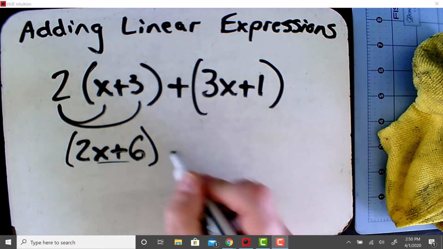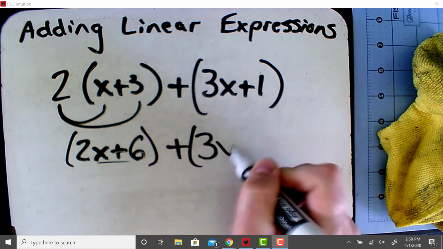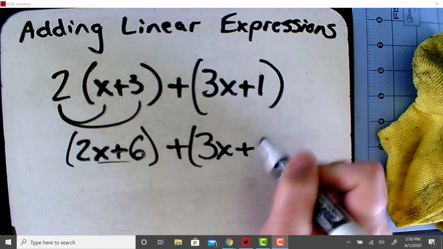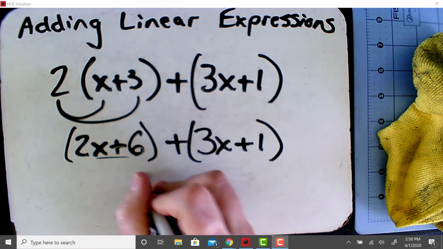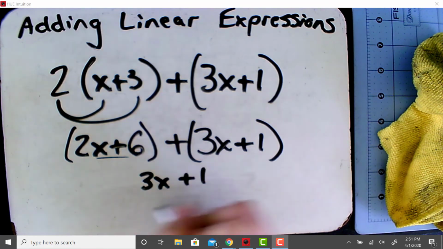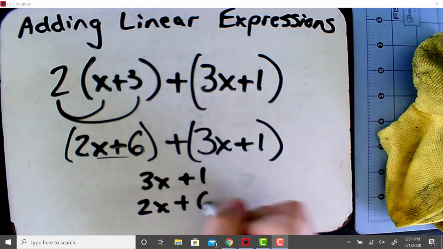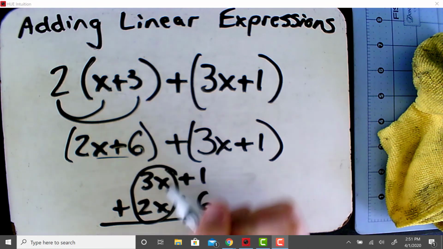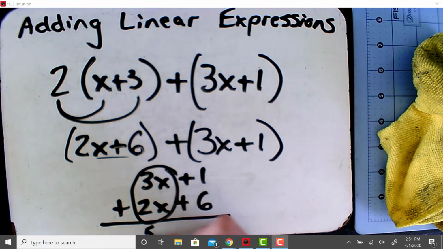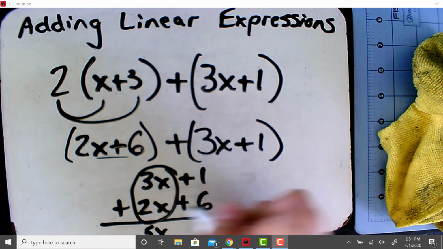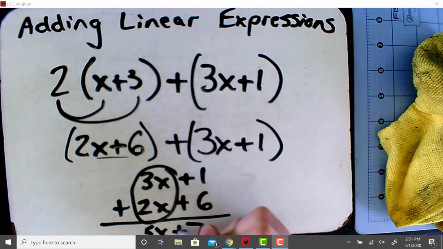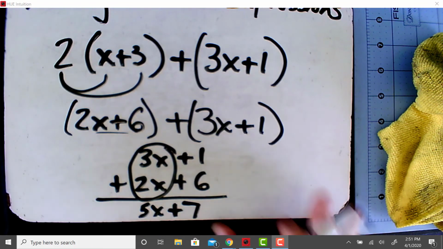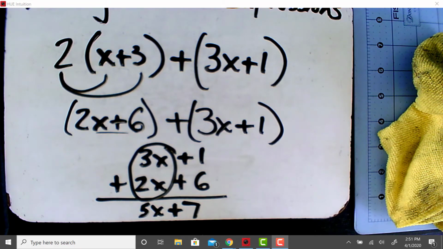I can just put that in parentheses. Now my problem is 2x plus 6 plus 3x plus 1. And I can stack them again if I like. 3x plus 1, 2x plus 6, and those are being added together. So if I do this part right here, I've got 3x plus 2x, that just gets me 5x. And I've got 1 plus 6, that gets me 7, and it's positive, so it's a plus sign between them. And we get the expression 5x plus 7 for our final expression, or our simplified expression.